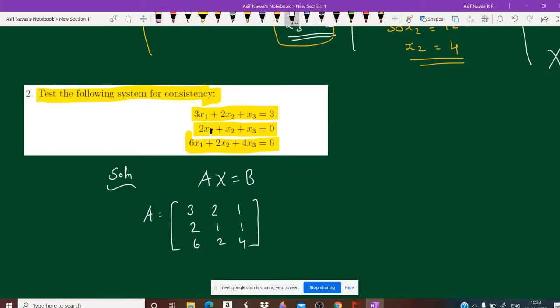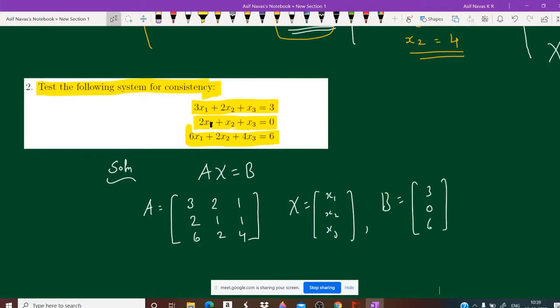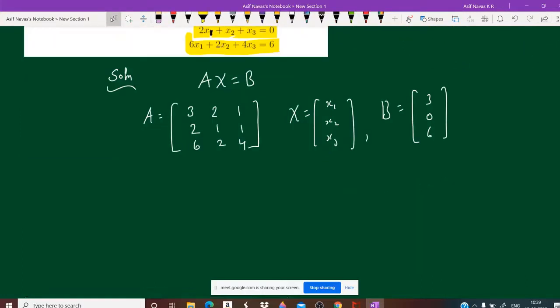Okay, so this is 2x1 x2 x3 is equal to 0, and next you write down X is x1 x2 x3, and B is 3 0 6. Now you write down the augmented matrix.